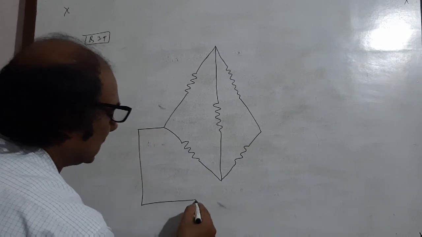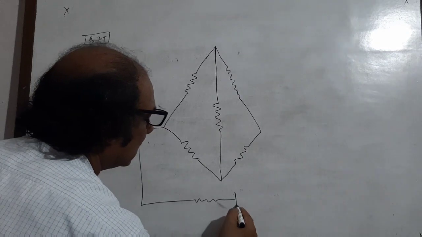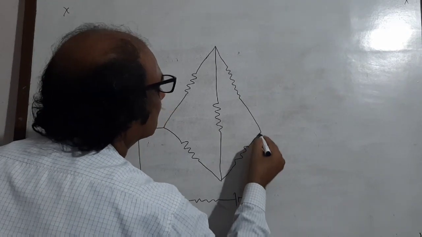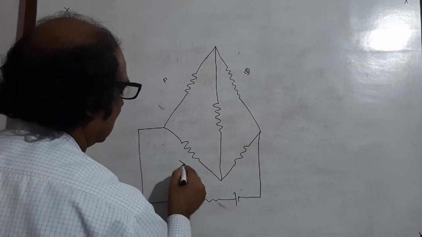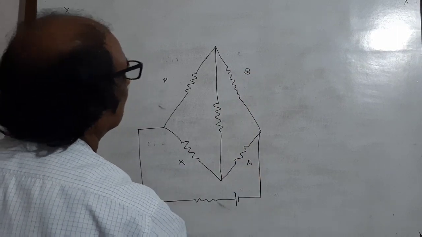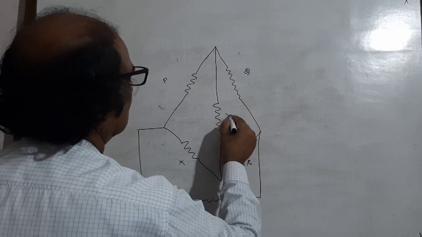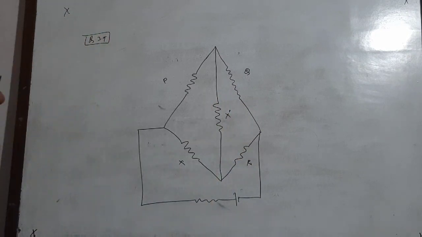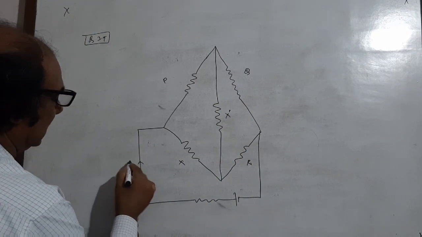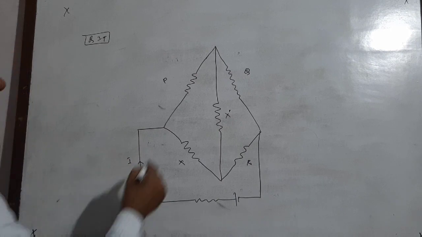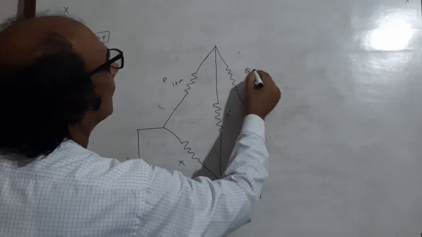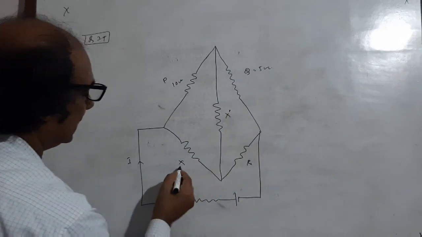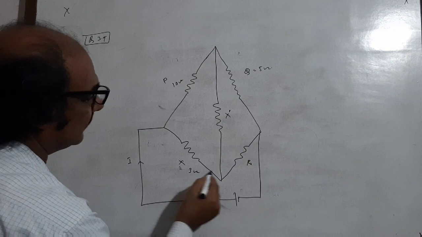And finally this one is connected like this. It is assumed that P, Q, X, R. This one is also a resistance X dash. Current in the circuit is I. The value of this one is equal to 10 ohm, 5 ohm, 5 ohm, 10.